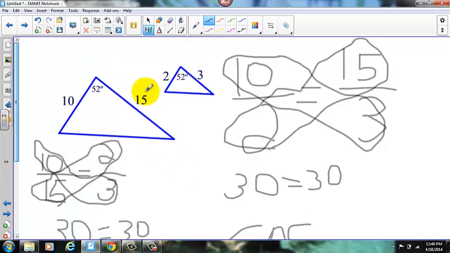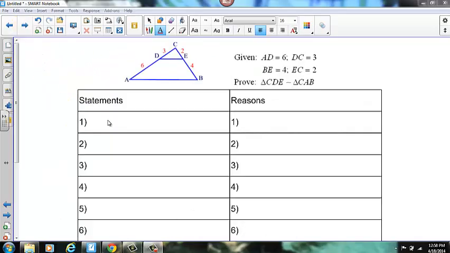Note the difference between similar and congruent. Congruent means that these two sides would have to be the same. But similar means that they're in proportion. So the proportion of 10 over 15 is the same as 2 over 3. And the included angle is congruent, so they're similar by side, angle, side.